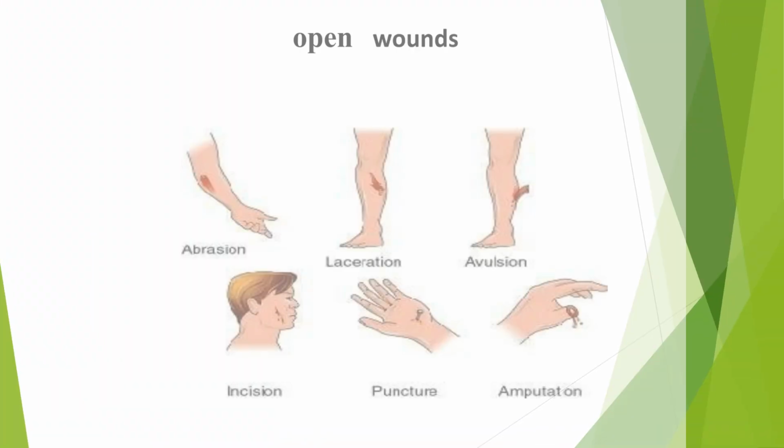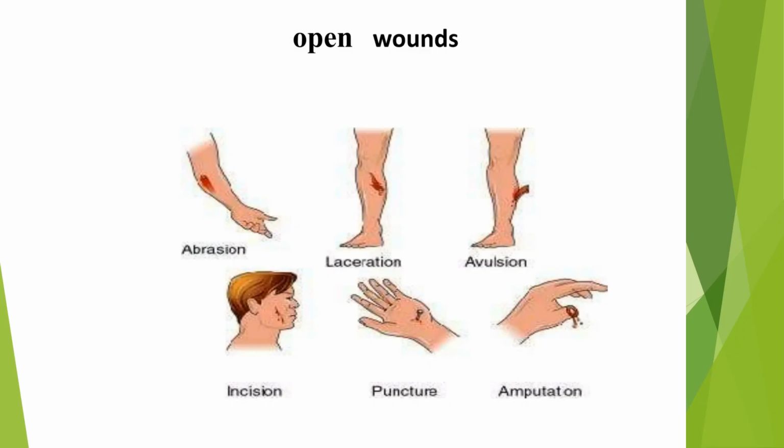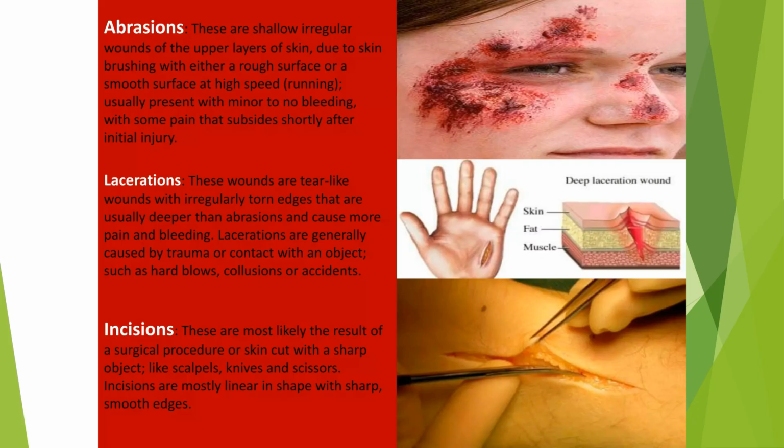This illustration shows various types of open wounds, including abrasions, lacerations, avulsions, incisions, punctures, and amputations. Abrasions are shallow, irregular wounds with minor bleeding. Lacerations are tear-like wounds, deeper than abrasions, causing more pain and bleeding. Incisions are linear, sharp-edged cuts, often from surgical procedures or sharp objects.